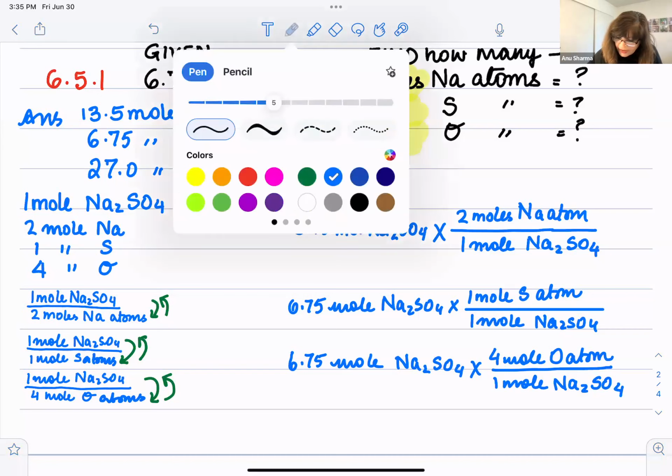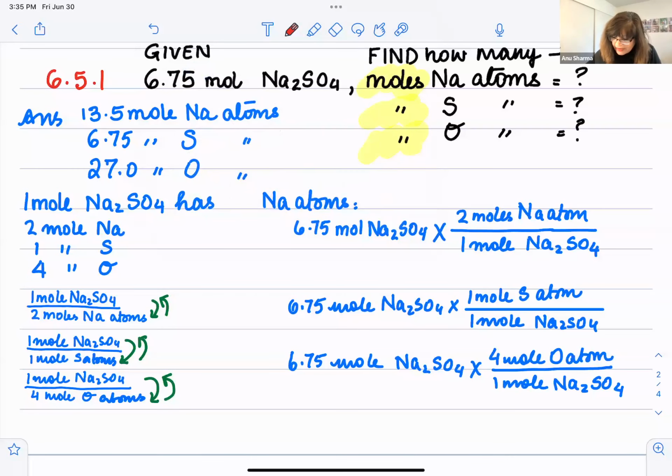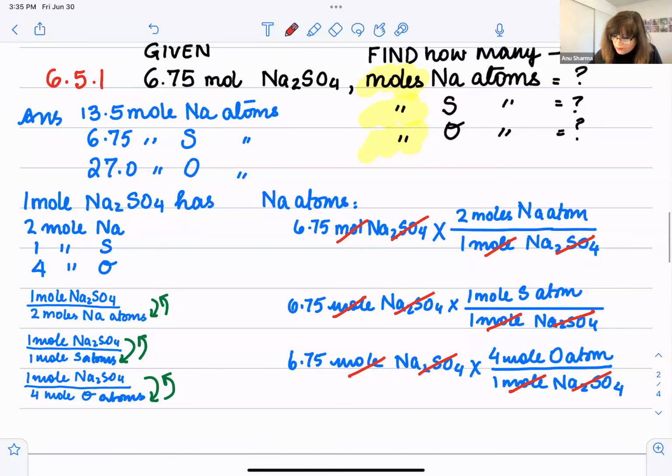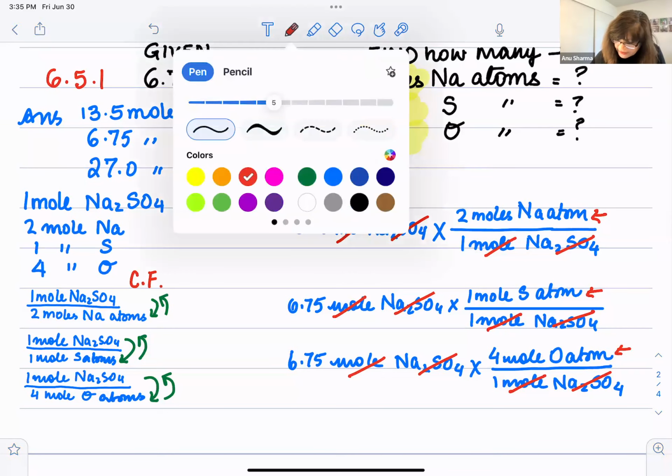Na2SO4. Okay, so here we see that the moles of sodium sulfate and the moles of sodium sulfate cancel out in all of them, and all you're left with is just the moles of sodium atoms, moles of sulfur atoms, and the moles of oxygen atoms. So these are the conversion factors. We use the conversion factors to bring this about. All right, let's do the math now.